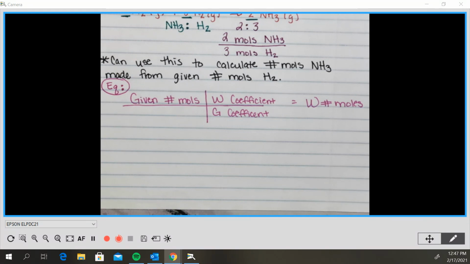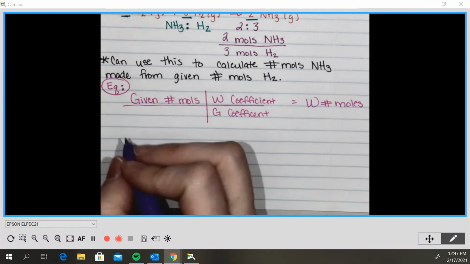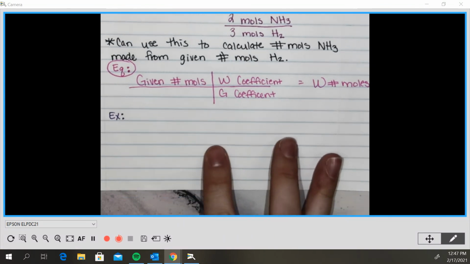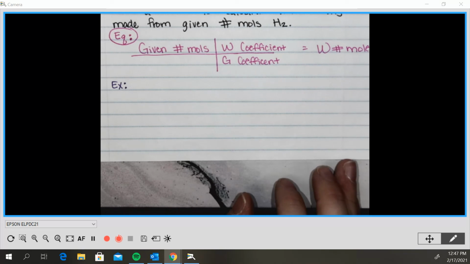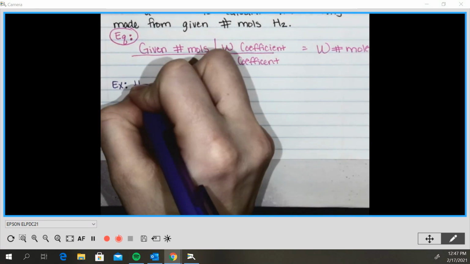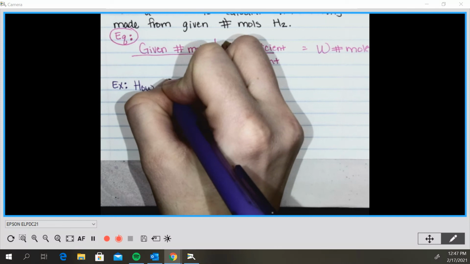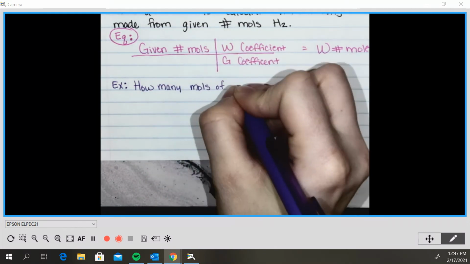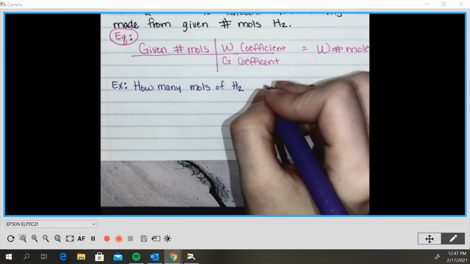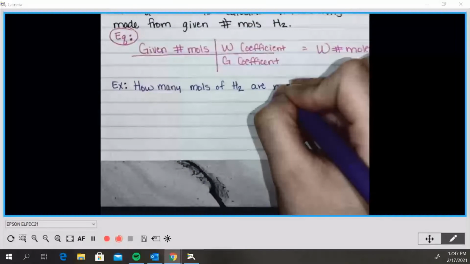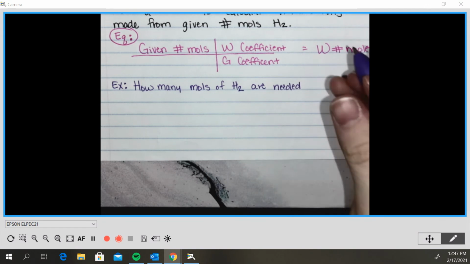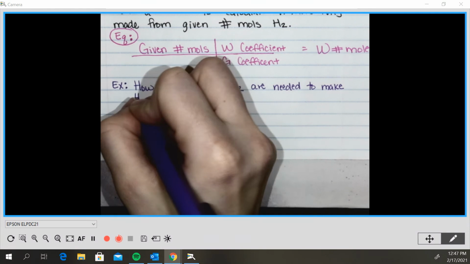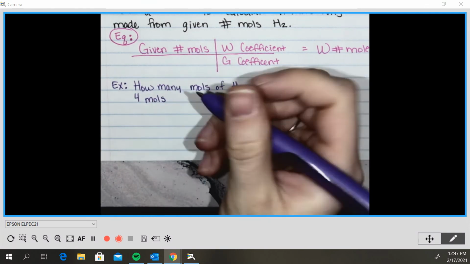So let's look at an example problem. How many moles of H2 are needed to make 4 moles of NH3?